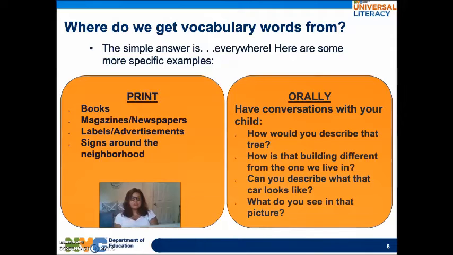How would you describe that tree over there? How is that building different from the one that we live in? Can you describe what that car looks like? What do you see in that picture over there? On a final note, at the end of this presentation, we provide more resources for you to use online in order to find words. We hope that you find them helpful.